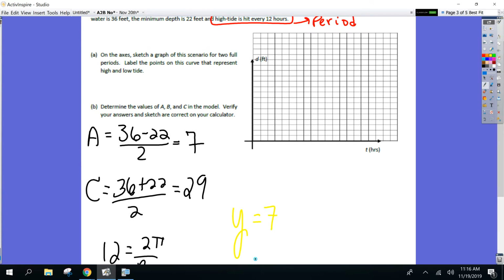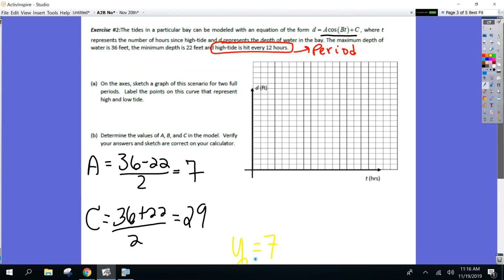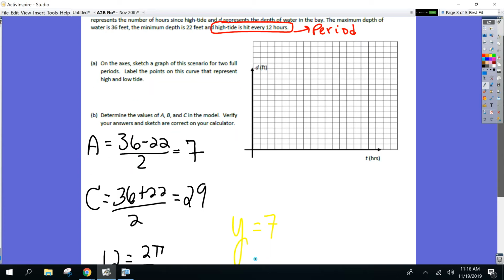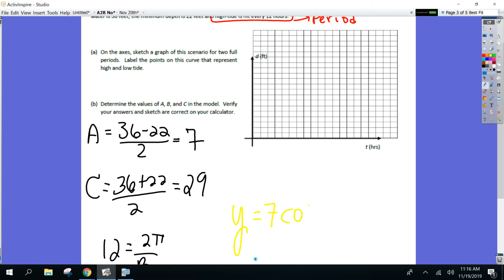Go back up to the beginning, Olivia. They put it in there for you already, at the top of the problem. Cosine. Yep, cosine. Pi over 6 x. Got it. Is that it? Oh, plus 29. Here we go. Good.